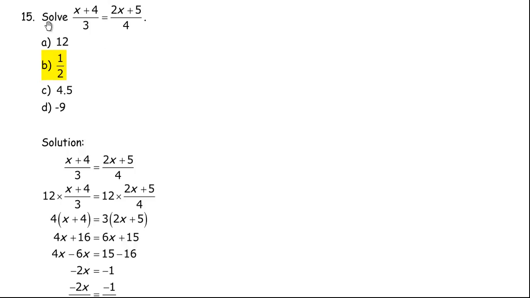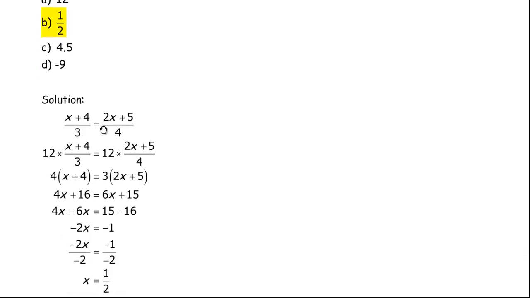Question number 15. Solve (x + 4)/3 = (2x + 5)/4. And so here's my question. I have, in this case, denominators of 3 and 4 here. So the first thing I'm going to do is multiply both sides by a number that the 3 and the 4 will both divide out evenly. And so I get rid of my fractions.